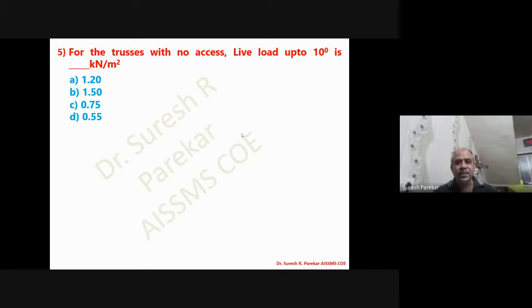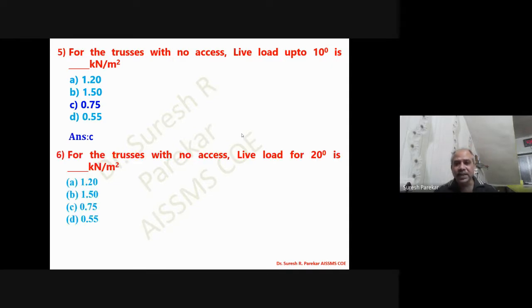For the trusses with no access, live load up to 10 degree, we have 0.75 kilonewton per meter square. That is 750 Newton per meter square, that is up to 10 degree. And after 10 degree, this value reduces by 20 Newton per meter square for each degree.